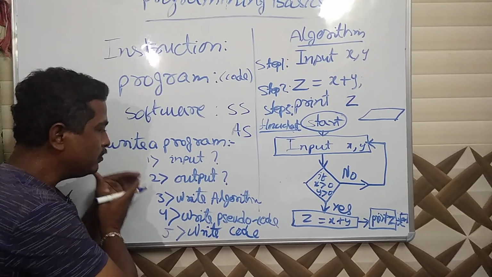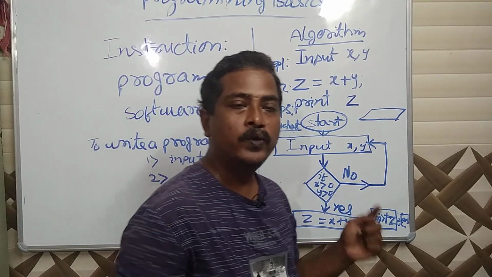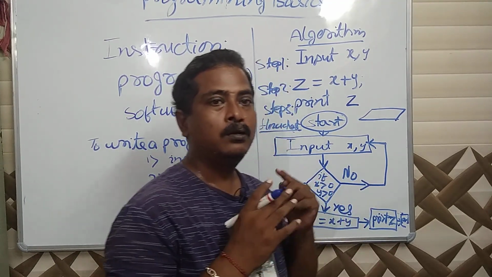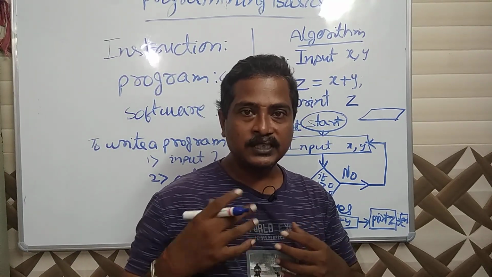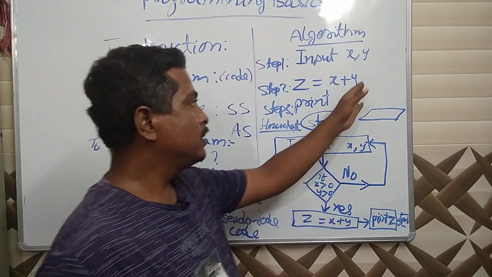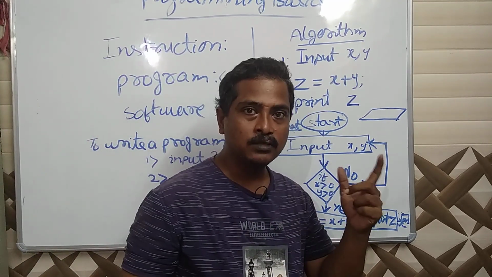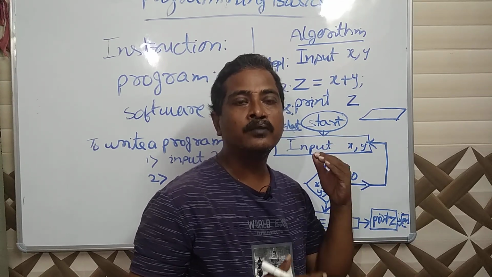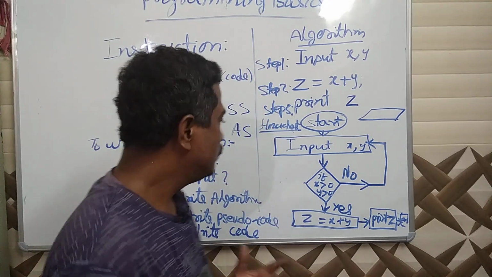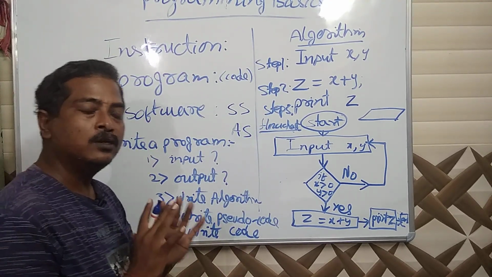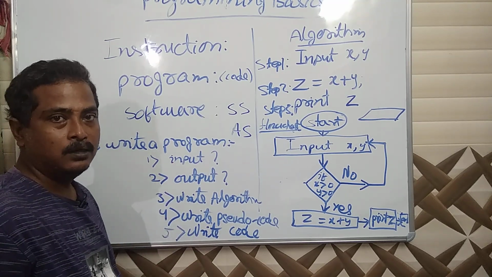Clear? If you are following the 5 steps, then it's guaranteed that your program will not be wrong. If you get some syntax error, somewhere you will miss some semicolon or something, you will get a message and you can correct that. But the logic will be correct. Within a few syntax corrections, definitely you will get the answers. The logic will be correct if you go through the 5 steps.